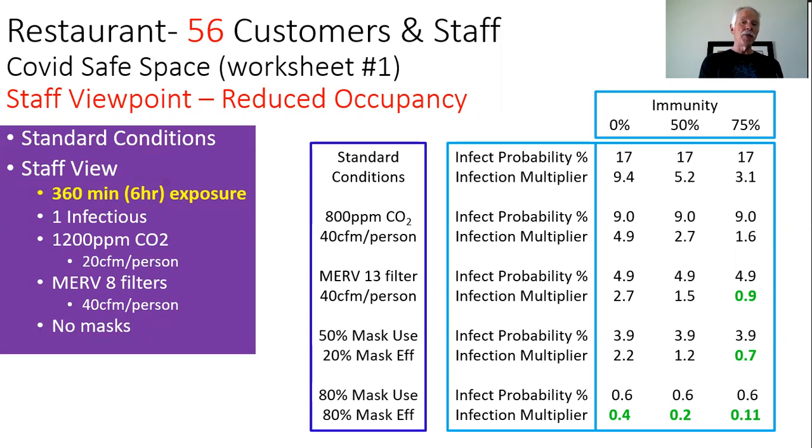This seems maybe a little odd at first, but what you have to think of is that you're only seeing half as many people, and your chance of seeing an infectious person is also cut in half. So the reality is that with these same actions, you get the same infection probability, and the infection multiplier is also following a similar path. So you might wonder, why would I do that? Why don't I let everybody in? There's a couple of reasons.